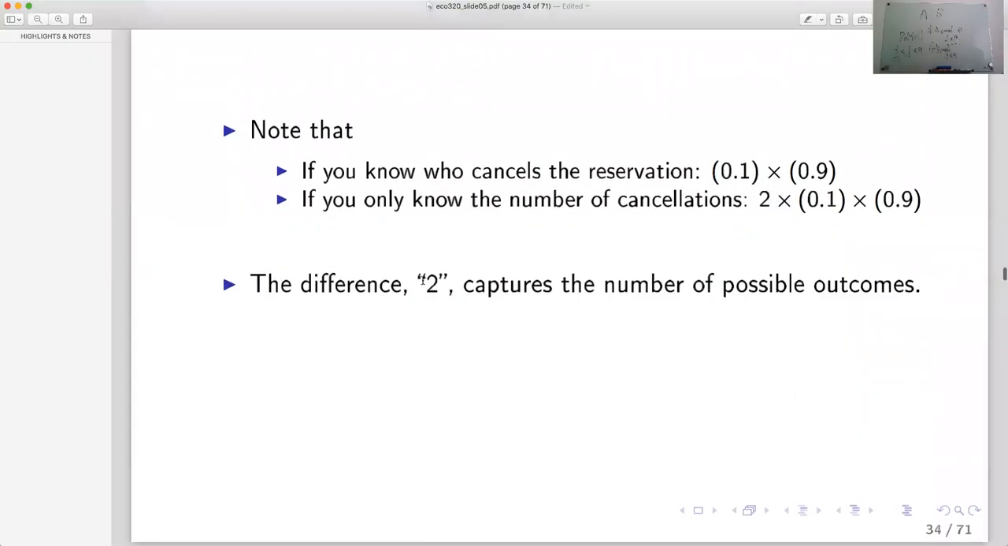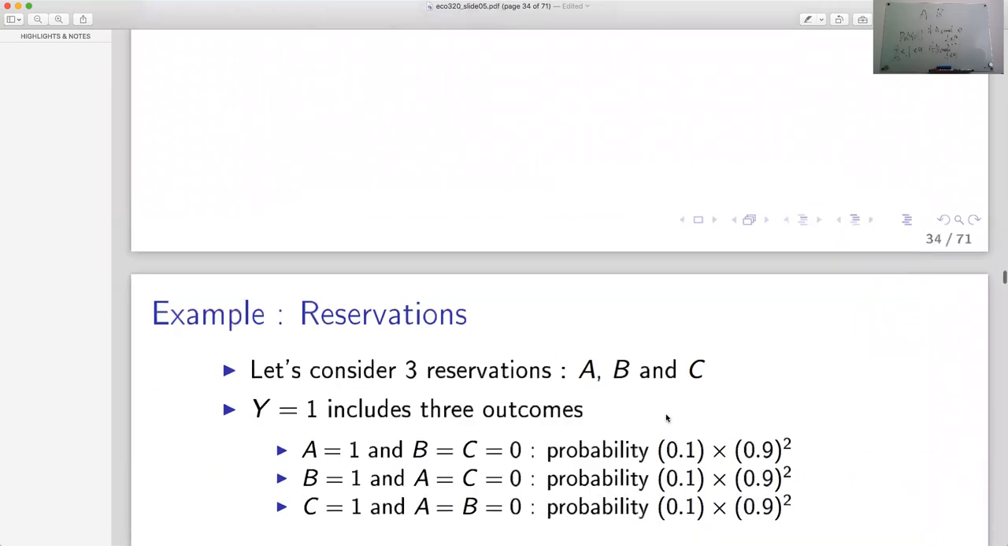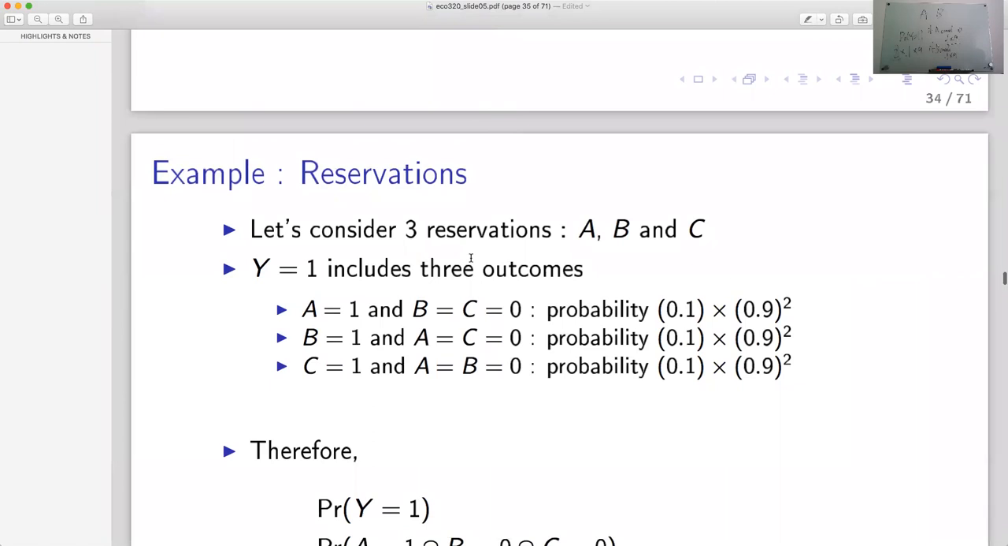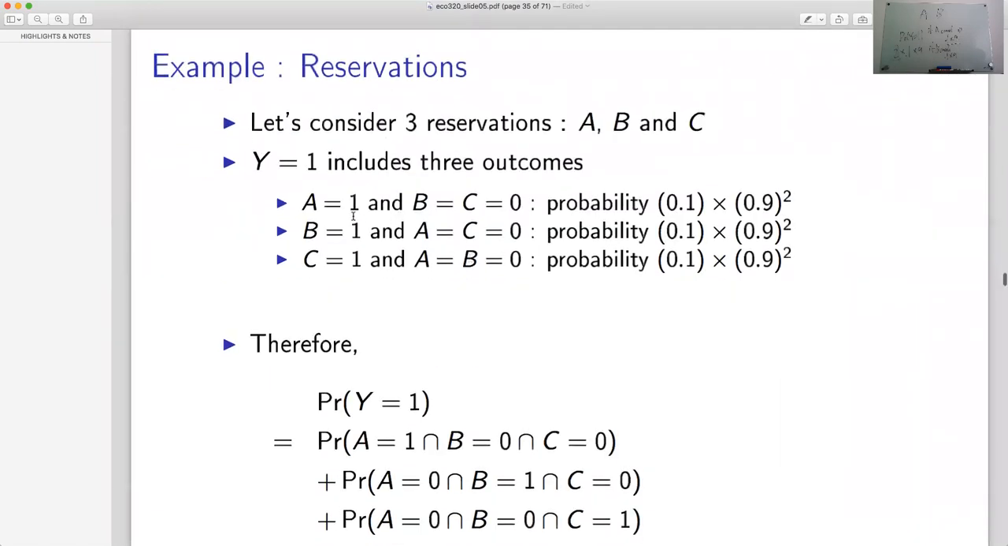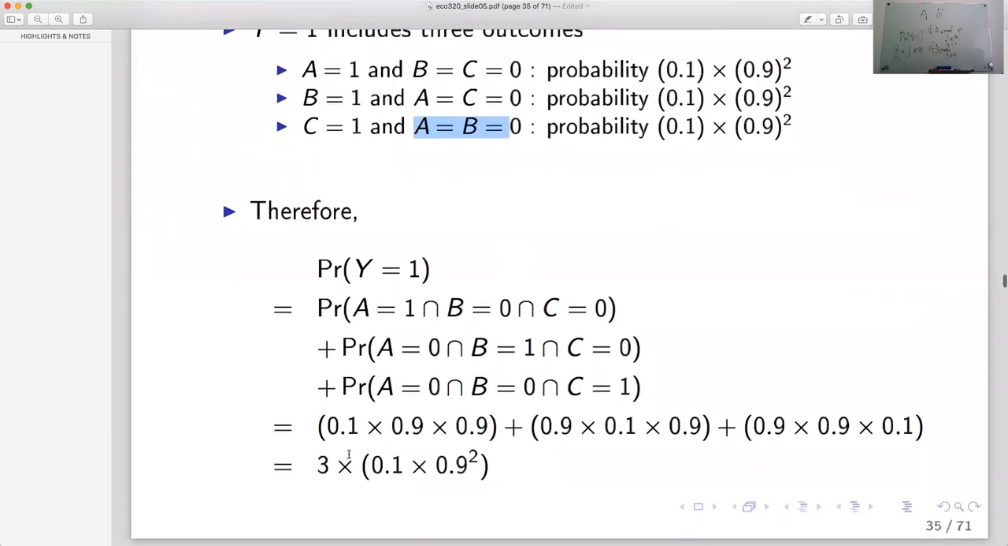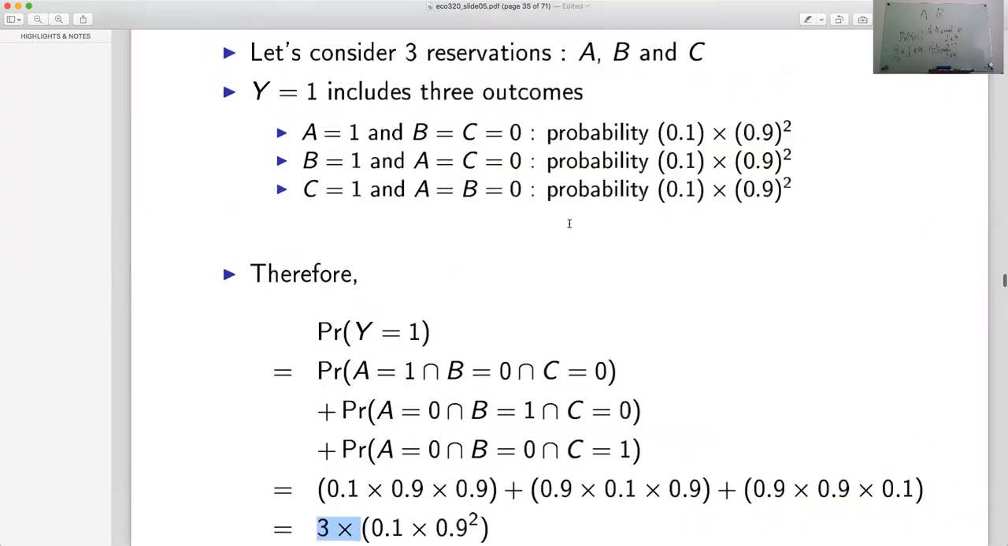So the difference is 2, capture the number of possible outcomes. Let's consider 3 reservations. There are 3 cases, right? If we are looking for Y equal 1, A can cancel, B can cancel, or C can cancel. When A cancels, B and C should be 0; when B cancels, A and C should be 0; and when C cancels, A and B should be 0. In other words, we need to multiply by 3. So just look at this step.